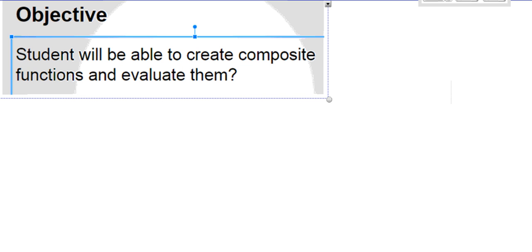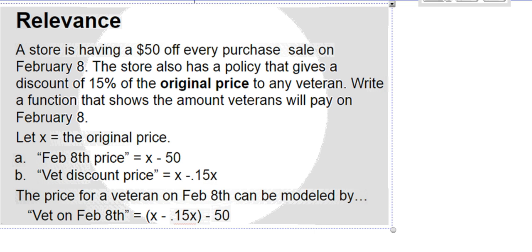So let's talk about composite functions. Composite functions have a lot of everyday use. Here's a relevance problem. It talks about a store, and the store is having a $50 off every purchase sale on February 8th. So we're going to the store, and on February 8th, they're taking $50 off the purchase price of whatever you buy.